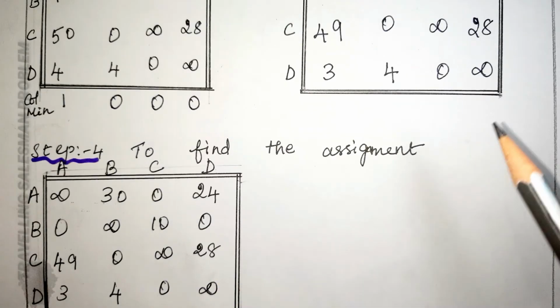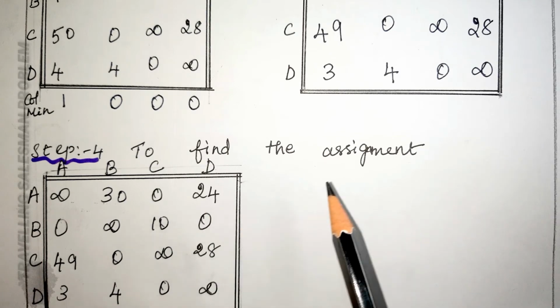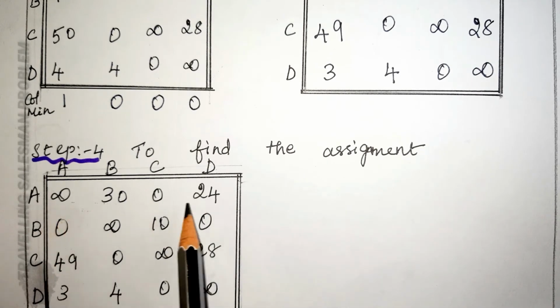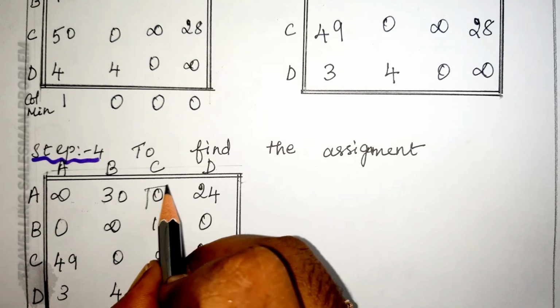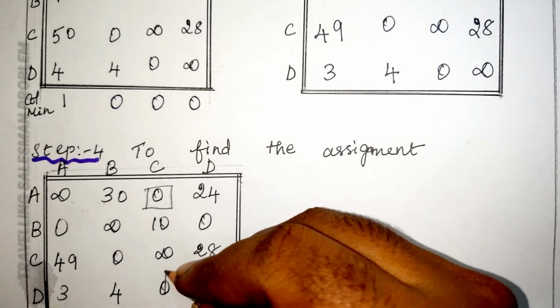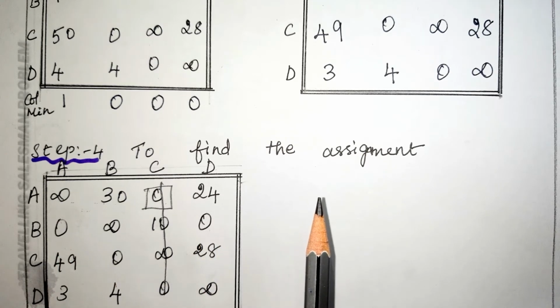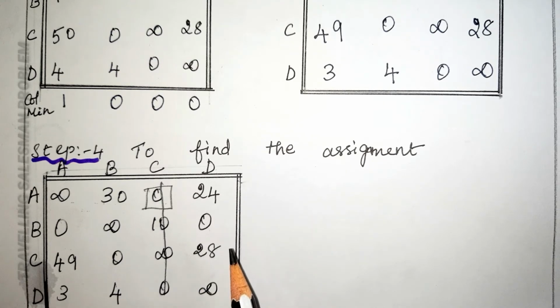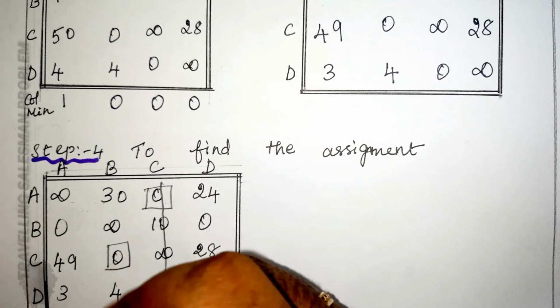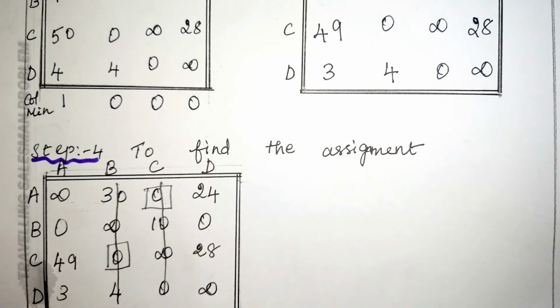After performing row reduction and column reduction, we have to find the assignment. The first row has a single 0, so you put a square on it and draw a vertical line passing through that 0. In the second row, 2 zeros are there, so you skip that row. If you have a single 0, you put a square on it. If you have more than one 0, you skip that row. In the third row, we have a single 0, so you put a square on it and draw a vertical line passing through that 0.